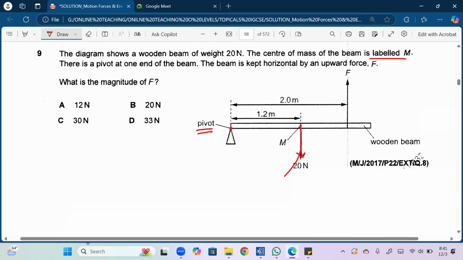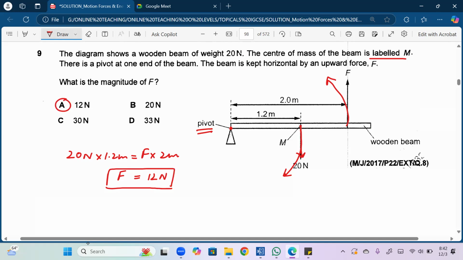So this is going to produce a clockwise moment. This is going to produce an anti-clockwise moment. So it is 20 newtons times 1.2 meters equals F times 2 meters. So F would be equal to, this is equal to 2 meters. So we would get 12 newtons. So the answer would be clear.